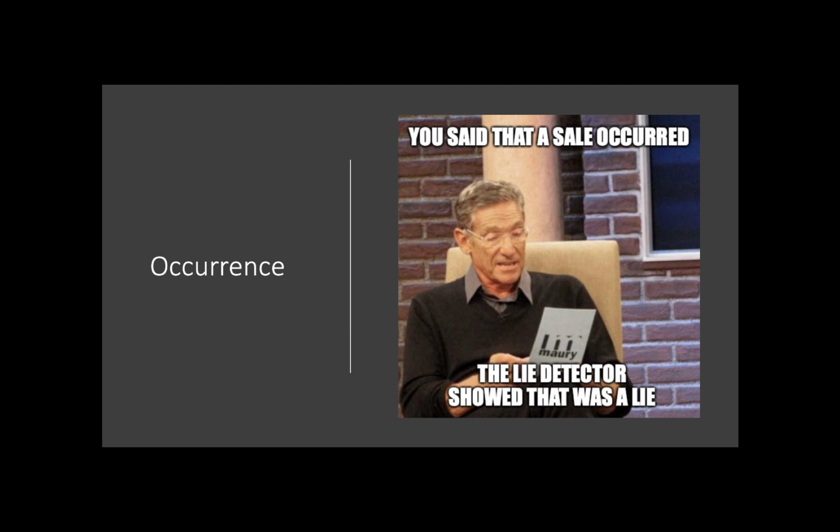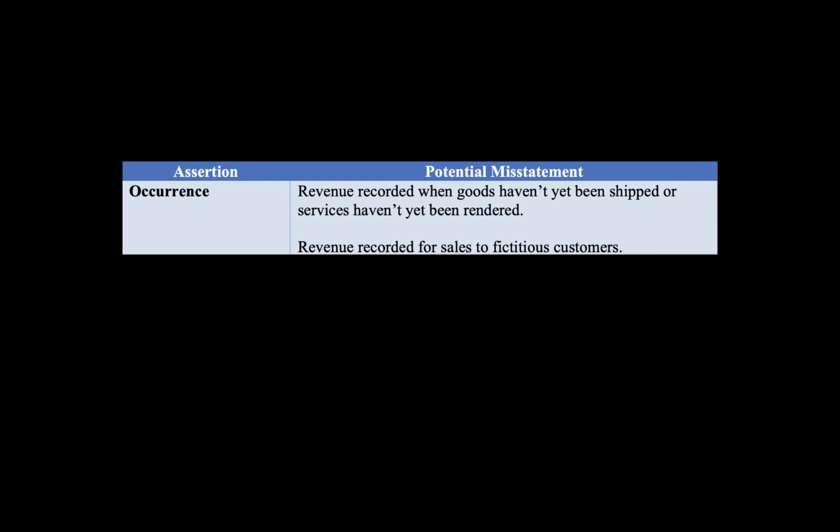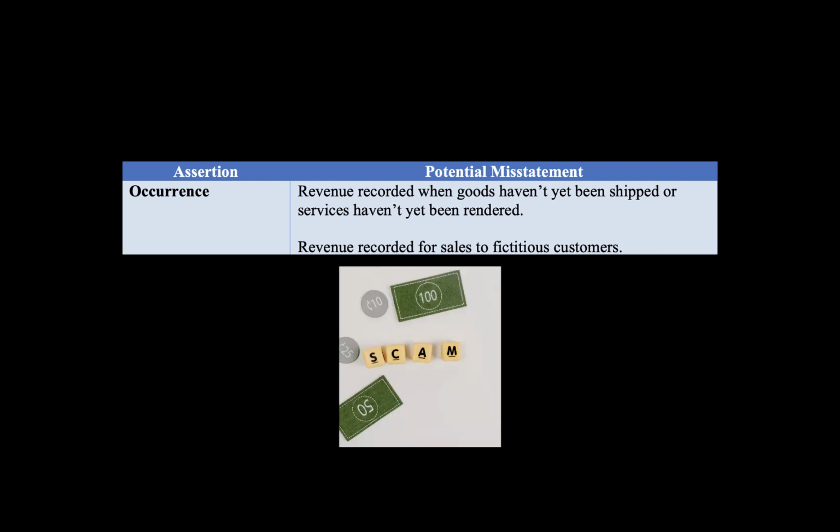Management is asserting that a sale took place, but management also has an incentive to lie about that. Here are some assertions that management is making about revenue transactions, along with some misstatements that could occur. We'll discuss each one. Let's start with occurrence. Management might tell you the company had $100 million in sales last year, but did those sales really occur? Maybe the company hasn't even shipped the goods, or the customer never even ordered the product. Management usually has an incentive to overstate sales, so occurrence is definitely a relevant assertion.